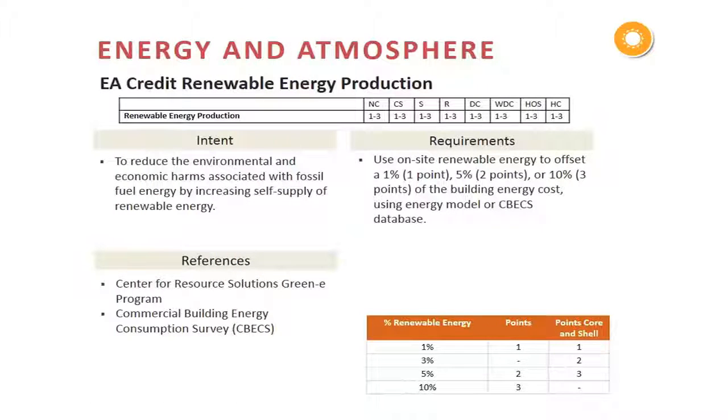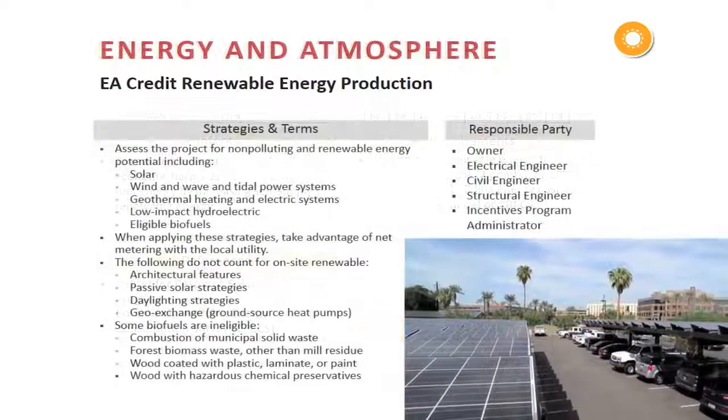And our next credit, EA credit renewable energy production. The intent here is to reduce the environmental and economic harms associated with fossil fuel energy by increasing self-supply of renewable sources. So the requirements here are pretty straightforward. So use on-site renewable energy to offset either 1%, 5%, or 10%. And there's actually a 3% mark for core and shell as well. Either using the energy model or using a default value based on the Commercial Building Energy Consumption Survey database, or CBECS database.